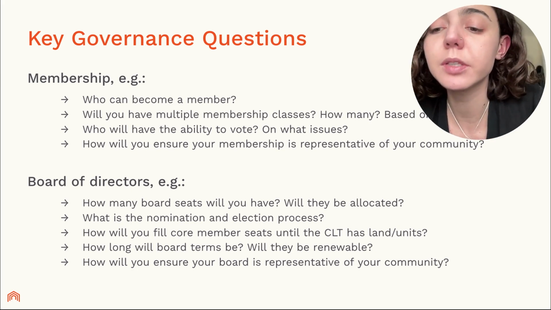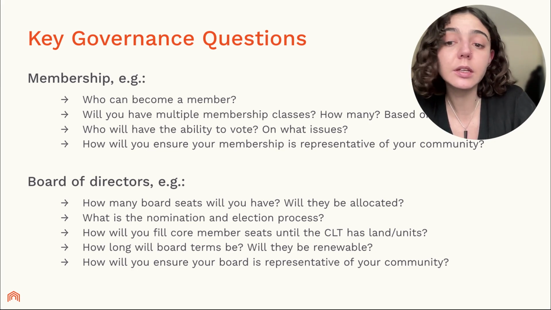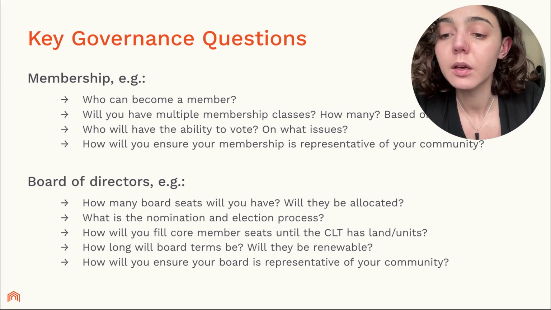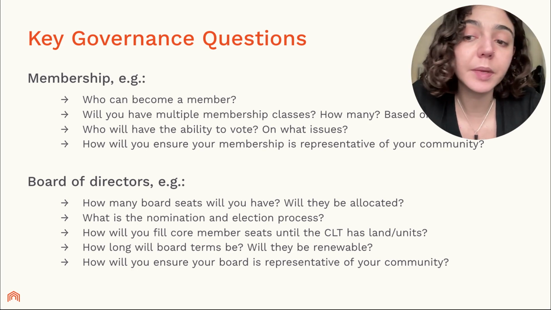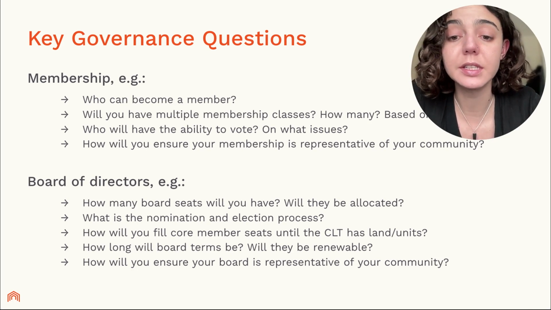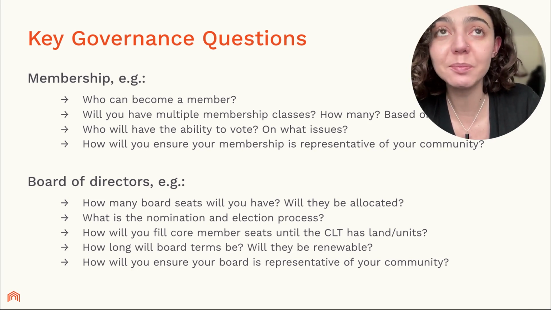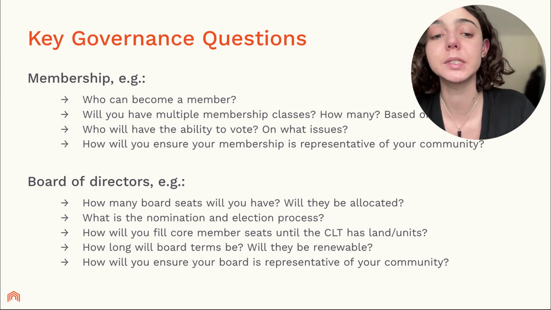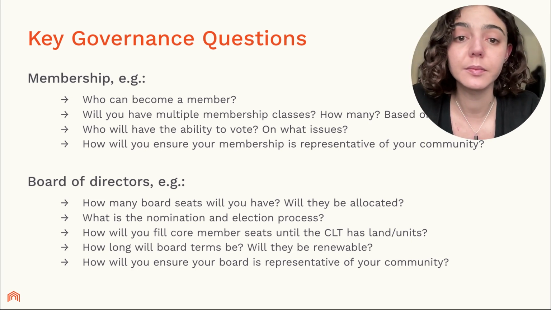And then with your board of directors, you want to think about how many board seats you'll have. Are they going to be allocated to specific groups? What will the nomination and election process be? How will you fill core member seats if you have them until your CLT actually has land or units that people will be living on or directly using? How long will board terms be? Will they be renewable? And how, again, will you ensure that your board is representative of your community?